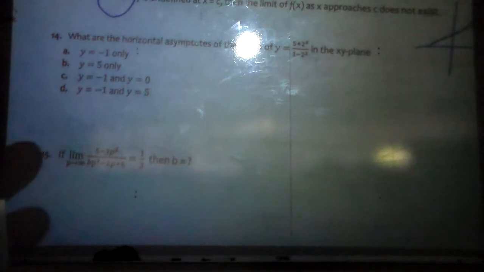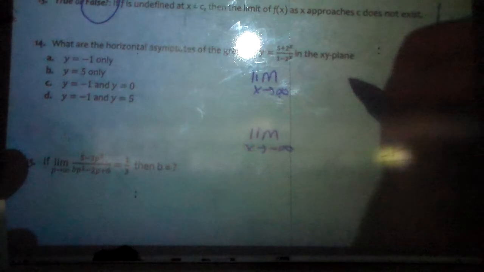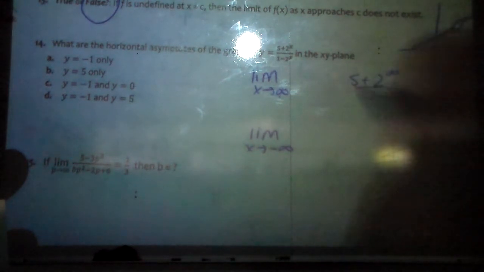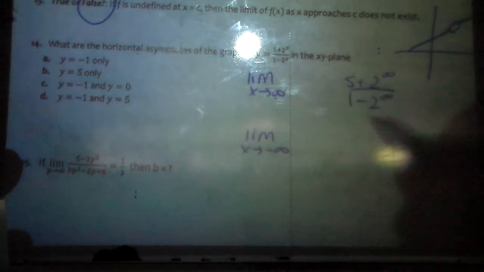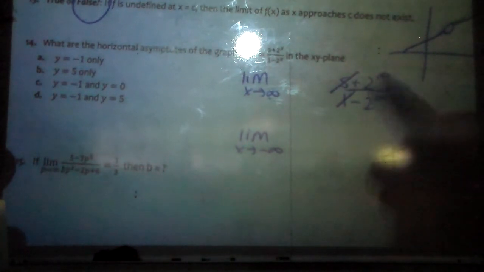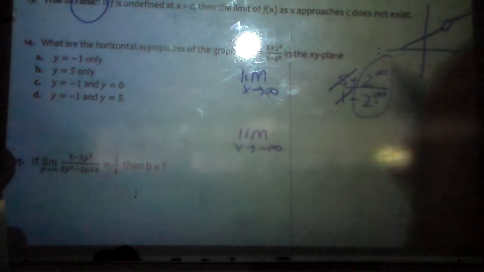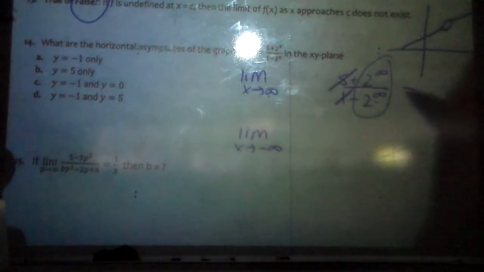Alright, horizontal asymptote. So this would be the limit as x approaches positive infinity and the limit as x approaches negative infinity. So as we go to positive infinity, this will become 5 plus 2 to the infinity over 1 minus 2 to the infinity. These are huge numbers, so plus 5 and 1 doesn't really count. So see how it would become 2 to the infinity over negative 2 to the infinity? Those are like the same, so the coefficients give a ratio of negative 1.